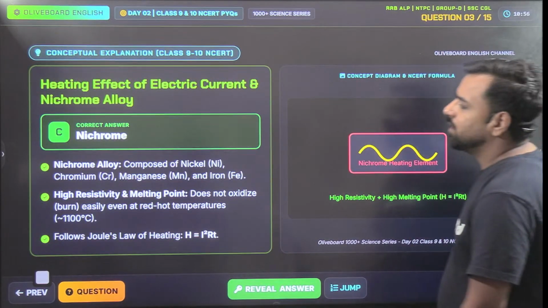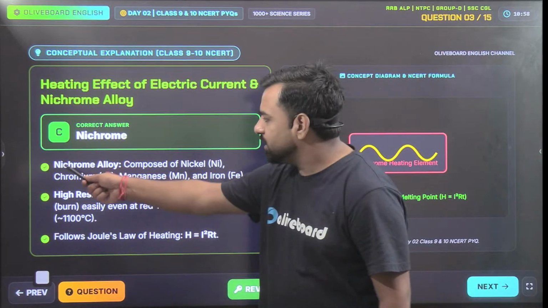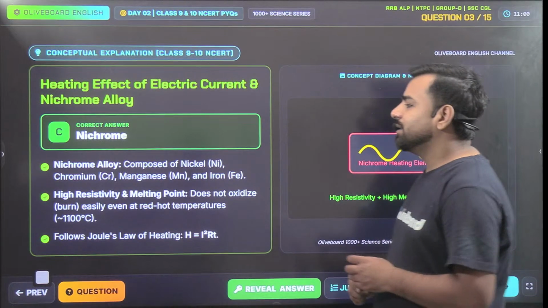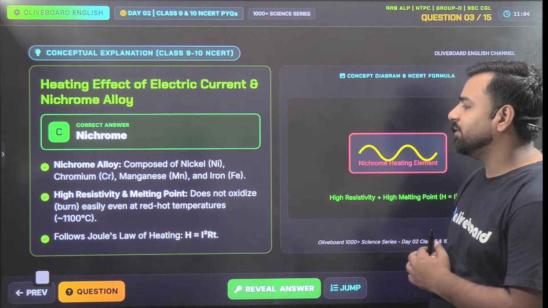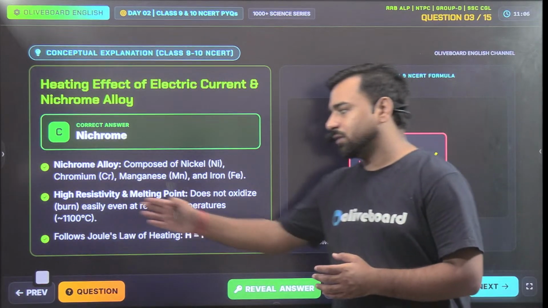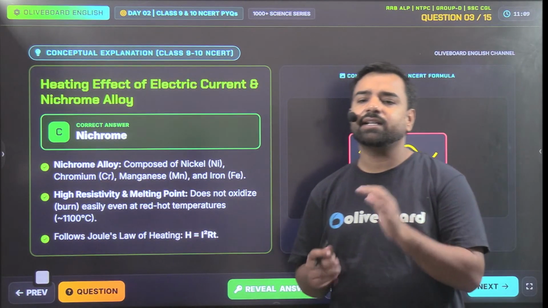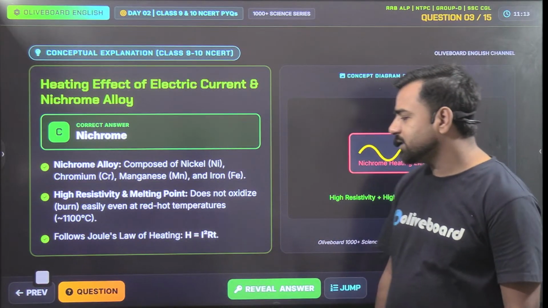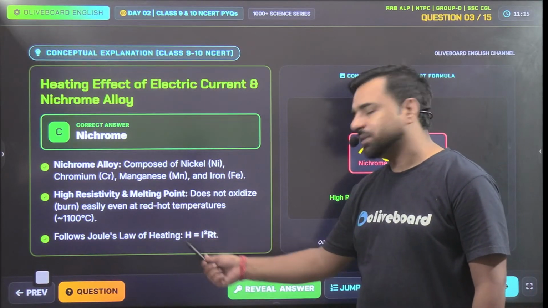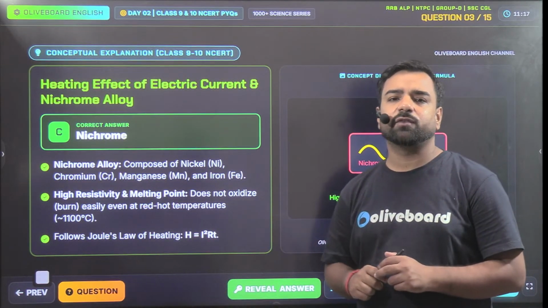So just have a look. Nichrome has nickel, chromium, manganese, and iron. It has high resistivity and high melting point, so it does not oxidize or burn easily even at the red hot temperature of approximately 1100 degrees centigrade. So it follows Joule's law of heating effect, that is H is equal to I square RT. You need to remember this formula. It's very important for the examination.